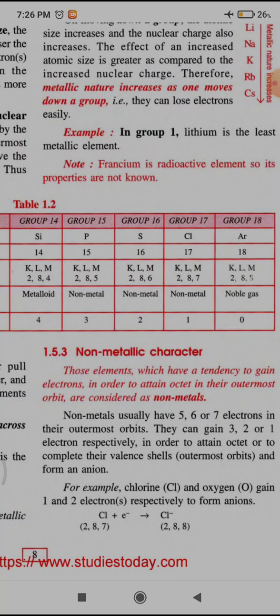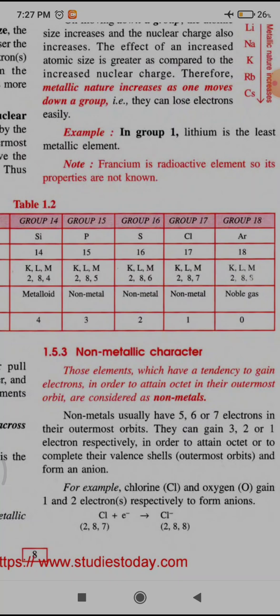How to recognize the non-metals, many times I have told. Once again I am saying, the elements which have a tendency to gain electrons in order to get stable or to attain its octet in their outermost orbit, they are called the non-metals, or simply you can say the elements which have 5, 6, 7 electrons in their valence shell, and they can gain 3 or 2 or 1 according to their need. They are called your non-metals.